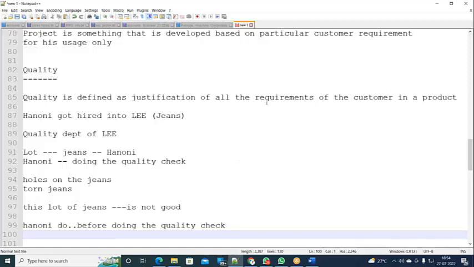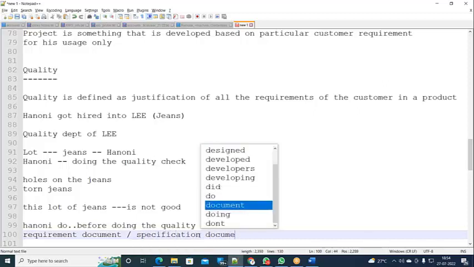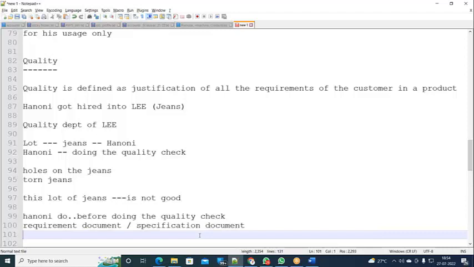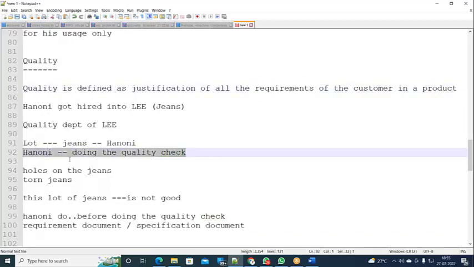So what Hanoni should do first is, there should be some sort of document which we call a requirement document or a specification document. It will say that the jeans has to be 34 in size, the length has to be 56, there will be some holes at the knee area, and the size of the hole has to be a certain size. The color of the jeans has to be blue, and the zip quality has to be so and so. Hanoni has to read that document first and understand that requirement document, then he has to start doing the quality check. Do you agree with me, guys, all of you?